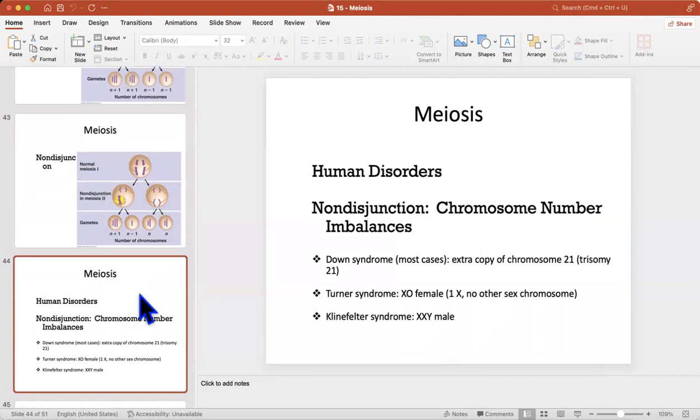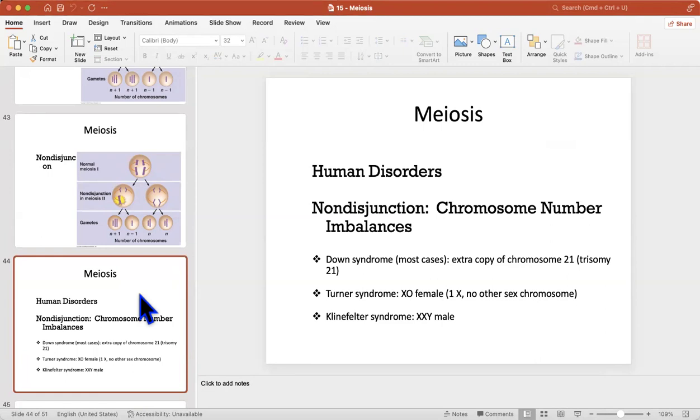Non-disjunction is the chromosome number change. And some of them, actually a lot of them, will end up with a very dramatic disaster during the embryo development, which means the embryo won't develop. A lot of cases are like this. But for some of them, the embryo can survive.